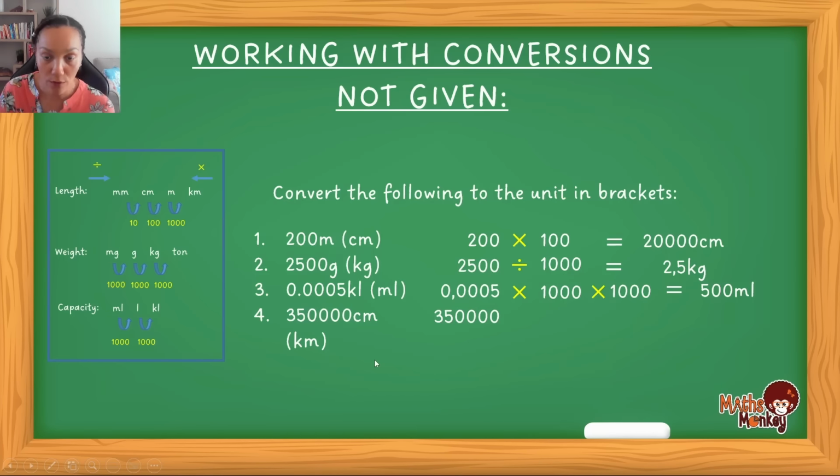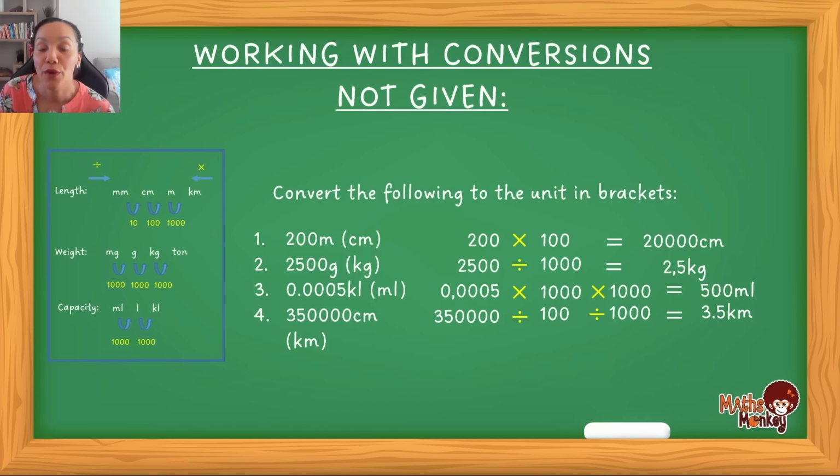Okay, so number 4, we are now going to go from centimeters to kilometers. I already know I'm going in this direction, so we're going to divide. We're going to divide by 100 and by 1,000. So we divide by 100, divide by 1,000, and then we get an answer of 3.5 kilometers.